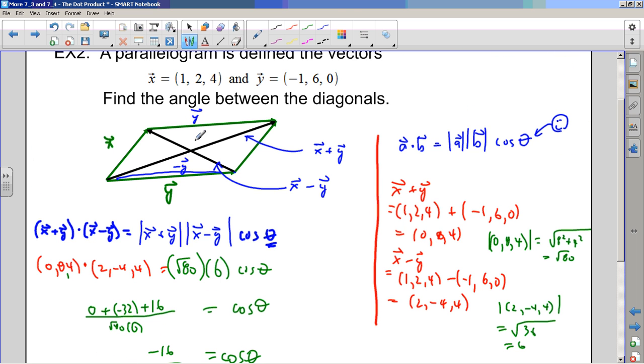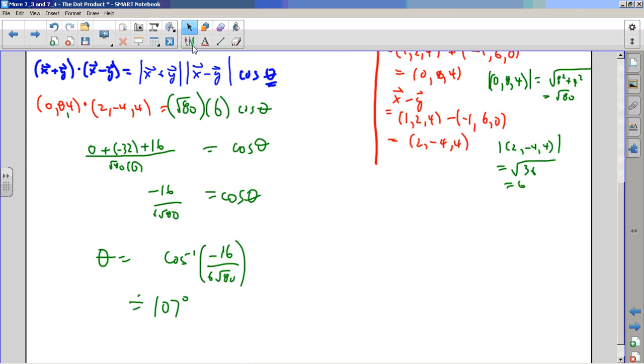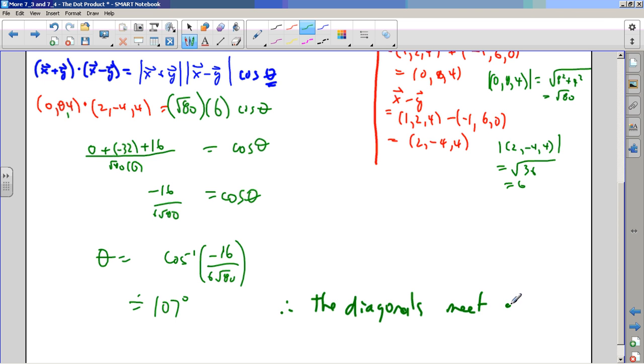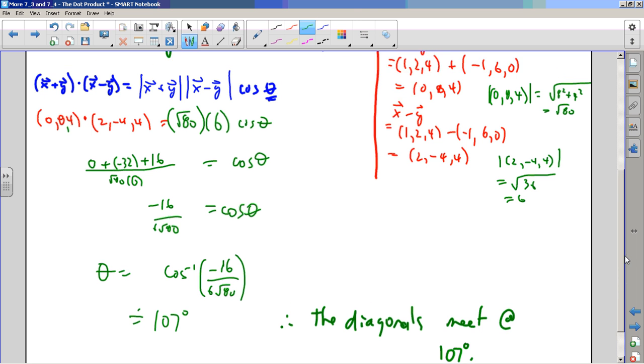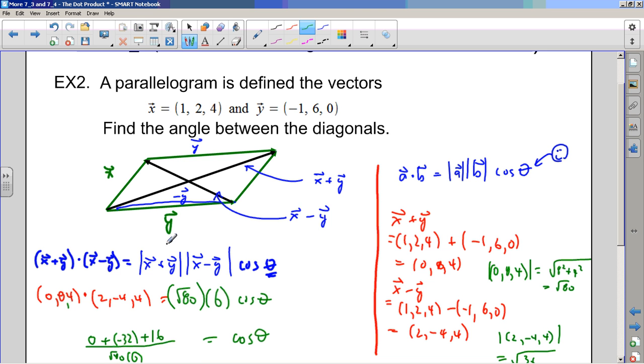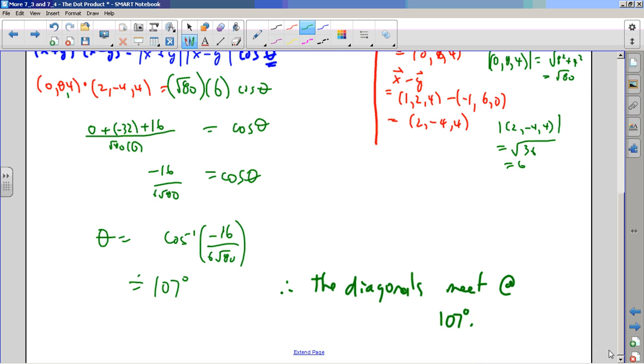Because it kind of looks like there's two angles. And remember, the angle between two vectors is when they're drawn tail to tail. Does that angle look like it's 107 degrees? Well, it doesn't really matter because my diagram wasn't to scale. So my conclusion here is, therefore, the diagonals meet at 107 degrees. If you could have said 73 rather, the acute angle, I probably wouldn't argue too hard about that. But that's it. That's that example.